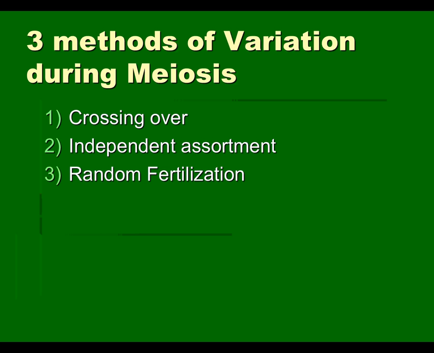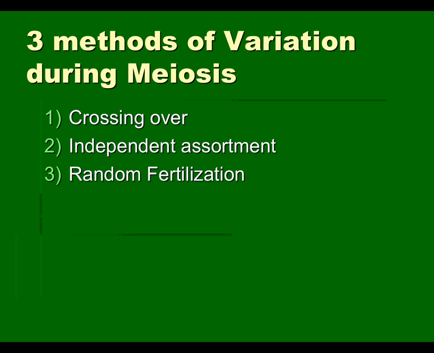The three methods of variation during meiosis. In our previous videos, we discussed crossing over and independent assortment, and before that we described sexual reproduction. We're going to hit each one of these, and our hope is to get a little bit of quantitative evidence to help us support a claim that genetic variation can occur in three different ways.